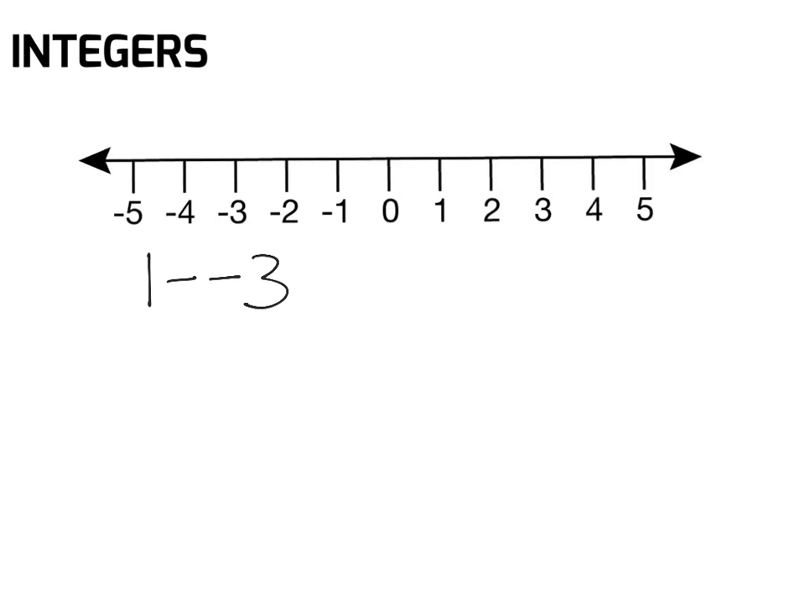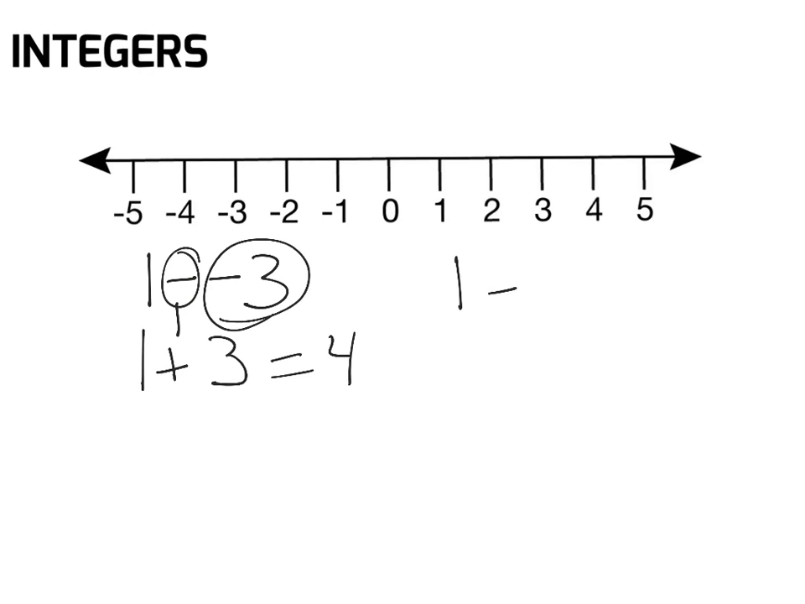1 minus negative 3. So if I'm going to do what the textbook says and end up adding the opposite, I'm going to keep my 1. I'm going to change this to a plus sign, and then I'm going to find the additive inverse of negative 3, which is 3. So really what I'm doing is 1 plus 3 equals 4. Another way of looking at that is if I have two negative signs together, I'm just going to take this one and flip it up on its side so I get a plus sign. So 1 minus negative 3 is really 1 plus 3.